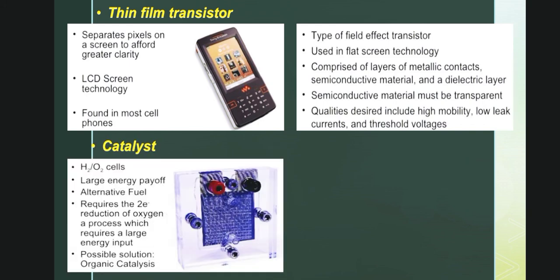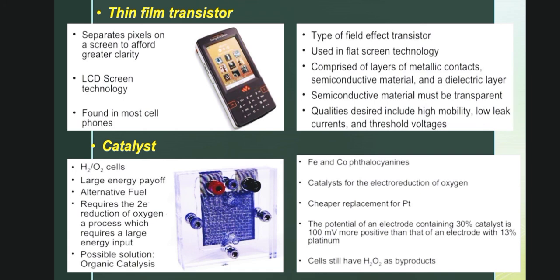Fourth, in catalysis, H2O2 cells: large energy payoff, alternative fuel, possible solution, organic catalysis. Iron and copper phthalocyanines are catalysts for the electroreduction of oxygen, a cheaper replacement for platinum. Cells have H2O2 as byproducts.